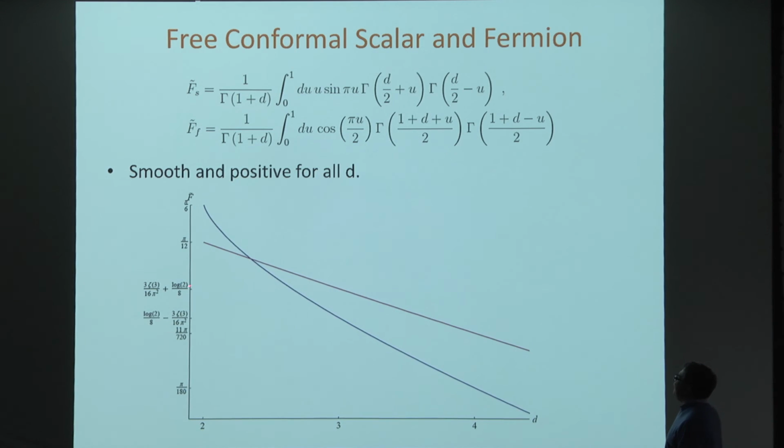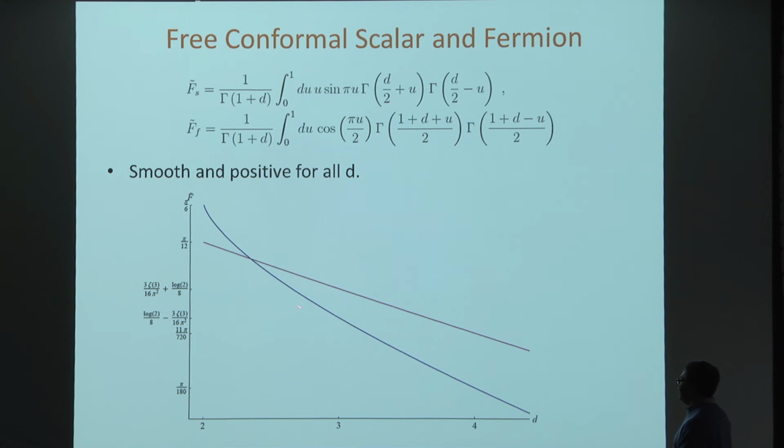For example, for free conformal scalar and fermion theories, it's possible to derive a formula for these F tilde coefficients. Here are the integral representations. I won't tell you how I got them, but they definitely work. In all integer dimensions, they give the right anomaly. It's actually a very useful tool. If you want to know the A anomaly in 136 dimensions, you can just compute this, and it will work. Usually most papers just give you 2, 4, 6, 8, 10, and then they stop. But this works in all dimensions.